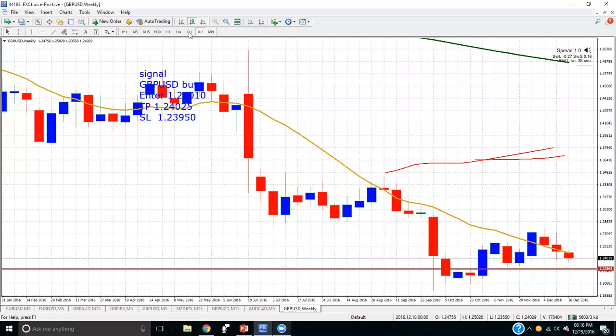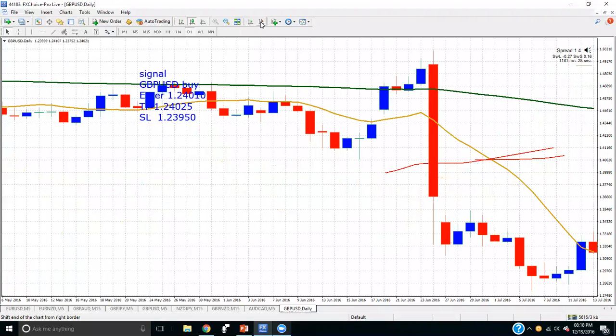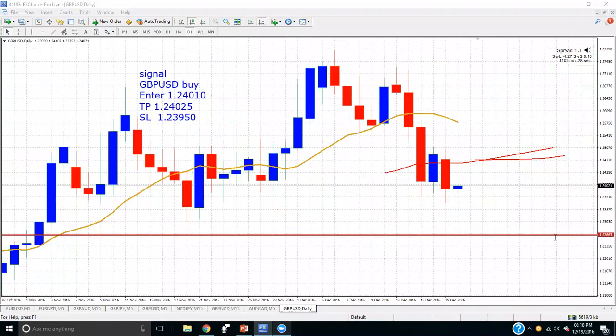All right, now let's look at the daily. And I know this is a little bit tedious, but I promise you guys it's important. A buy pattern, just like this right here, is a buy pattern. I mean, it's going long.